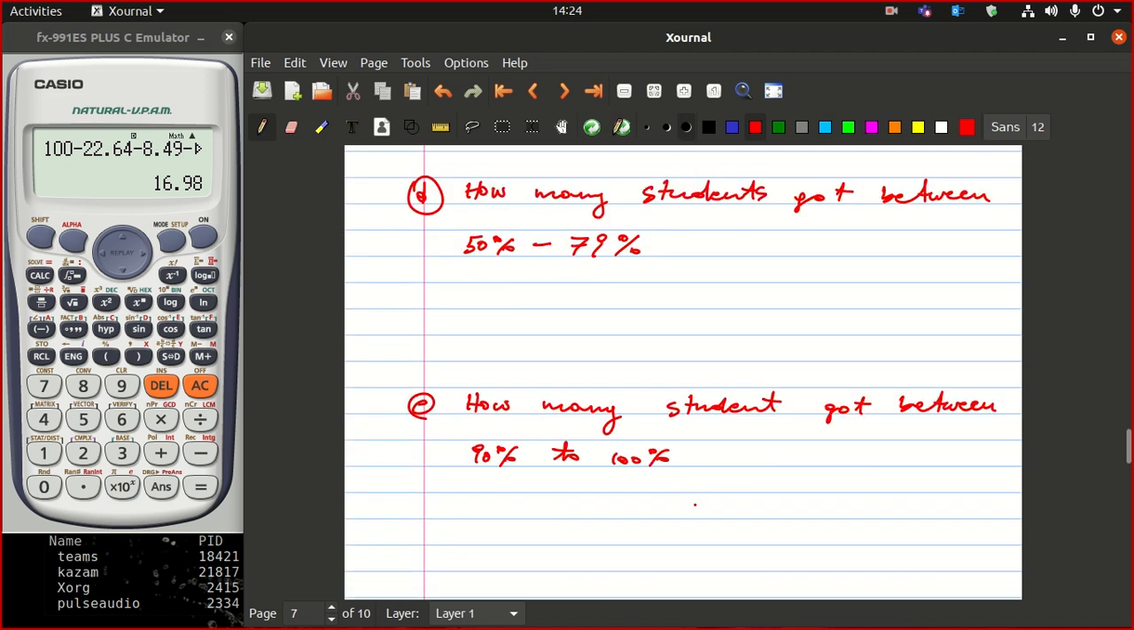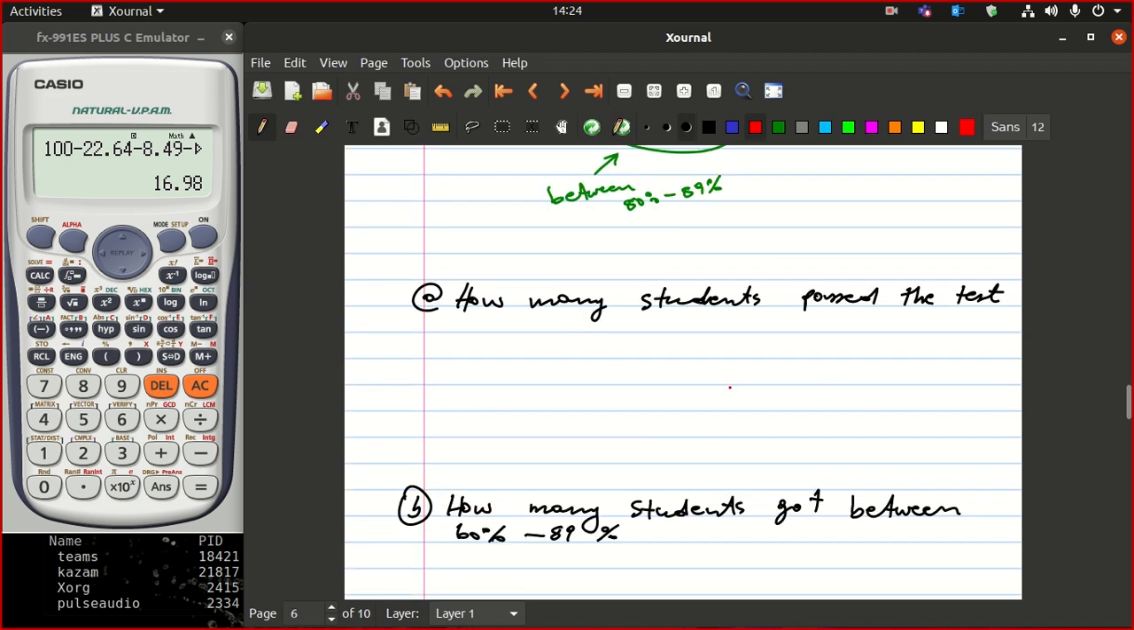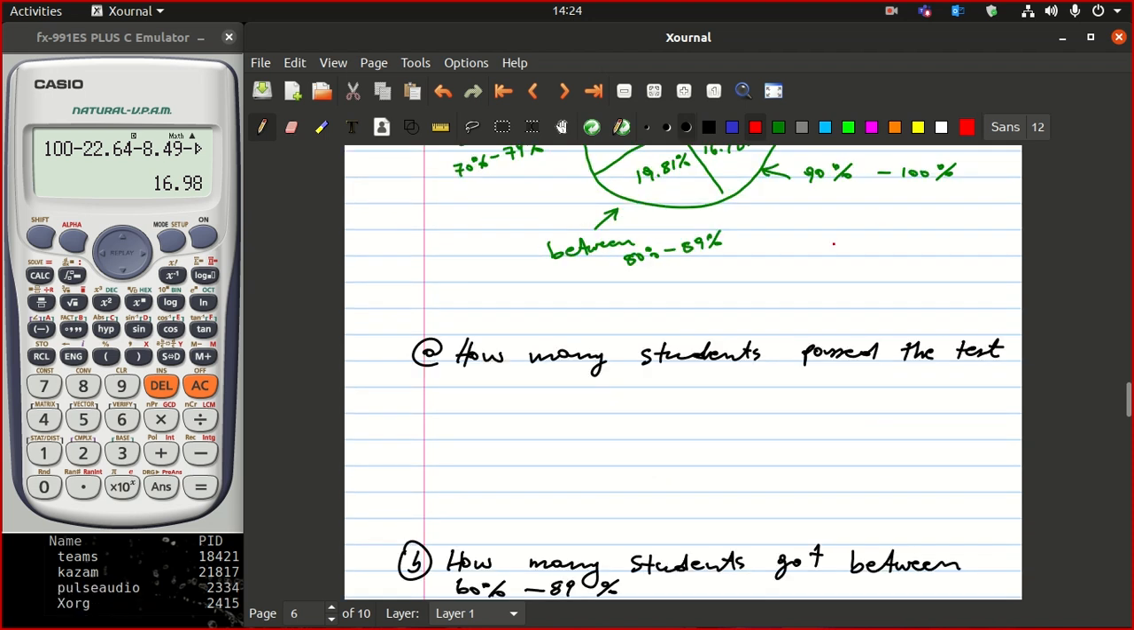But for now, what I want us to do is analyze what is happening here. We are having a total of 106 students, and also from there we know that these are the percentages that are analyzing the performance of these students in the test. Now we want to find the actual number of students who passed the test. So this is actually our first solution.